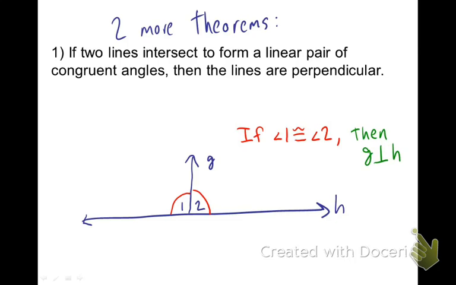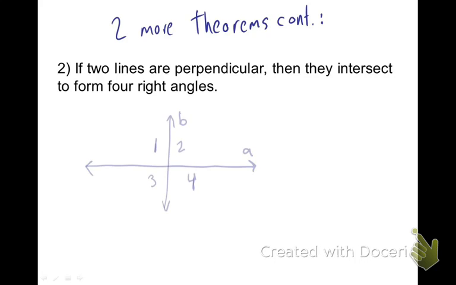Well, of course, that will make sense because a linear pair is going to be 180 degrees, and if both of those angles are congruent, then they both have to be 90 degrees. So that's why that one works.